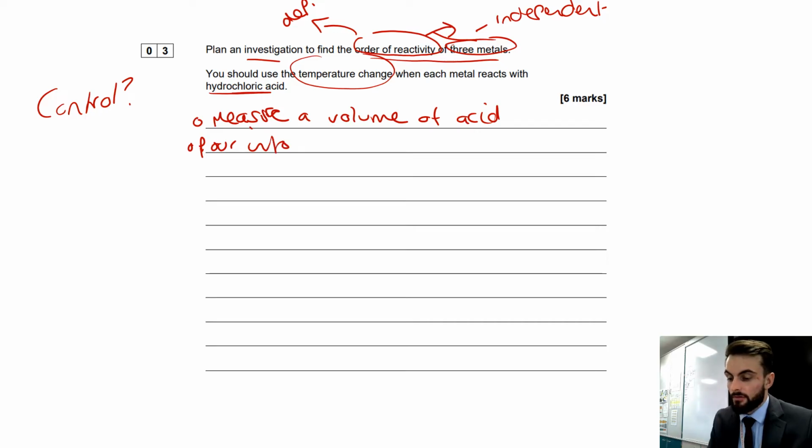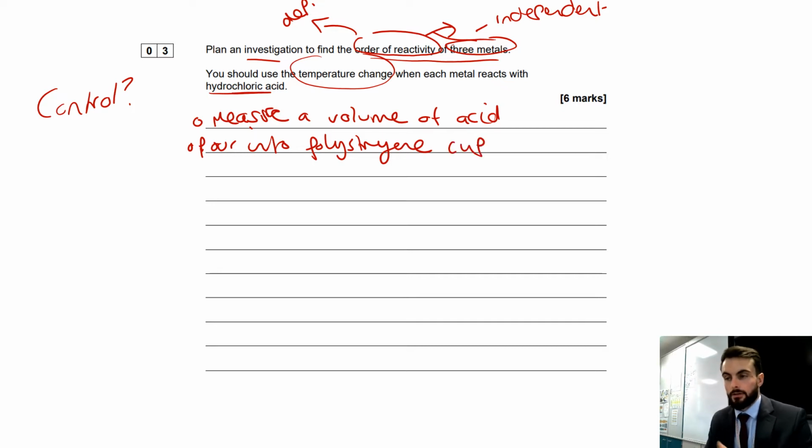I would even use a polystyrene cup. Why? Because we're talking about temperature change. Polystyrene is an insulator, so it stops the temperature from changing too much, stops us losing it to the surroundings, so we get a more accurate result. And what we need to do is work out the temperature change. How do we do that? We need to get the temperature at the start and the temperature at the end. So once we put the acid into the cup, we measure the starting temperature.